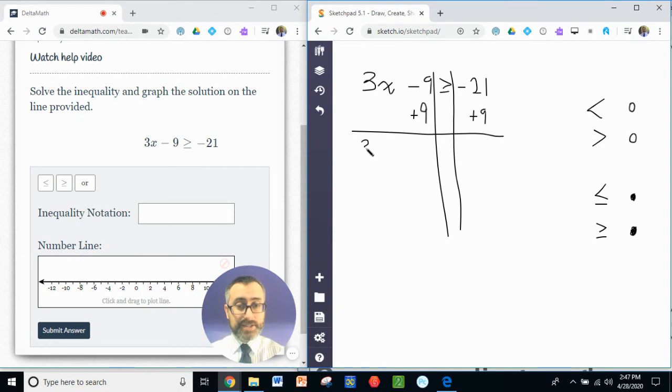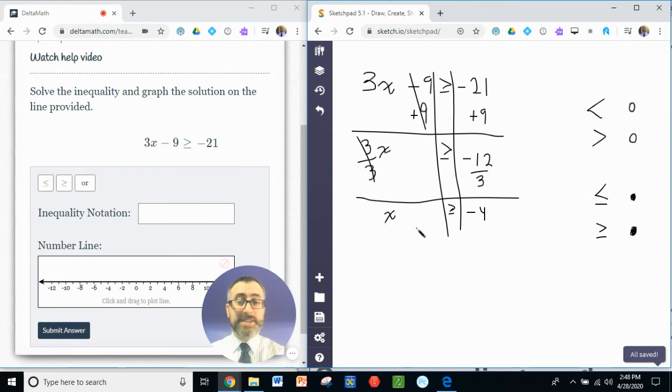3x, we didn't have any actions, so it just copies down. Negative 9 plus 9 cancels into 0. Greater than or equals to, we haven't changed. And negative 21 plus 9 we can combine those to get negative 12. Okay, one more step to solve it. Divide by the coefficient. So we divide to cancel the coefficient on the left, and we divide to balance on the right. Do those actions. Cancels into an invisible 1, leaving us with x. Greater than or equals to didn't change. And negative 12 divided by 3 is negative 4. Great. We have a solution in inequality notation. X is greater than or equal to negative 4.